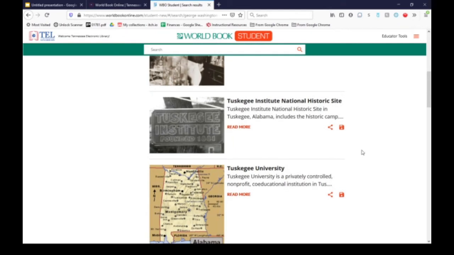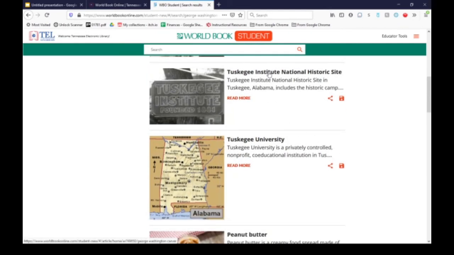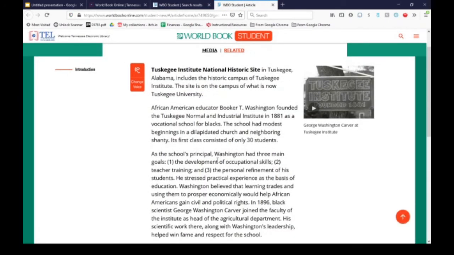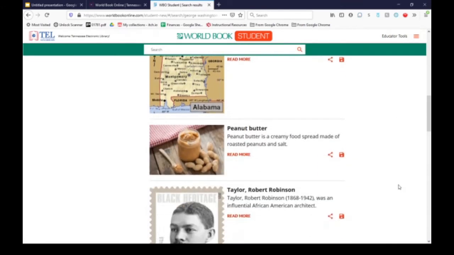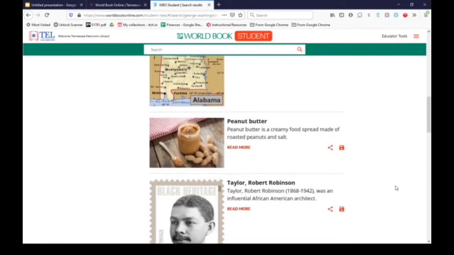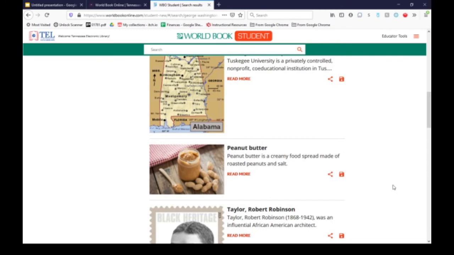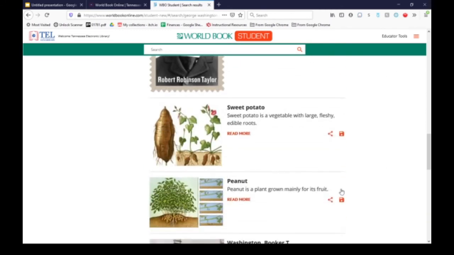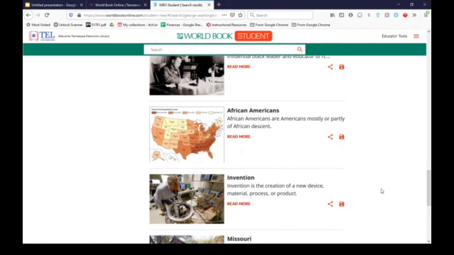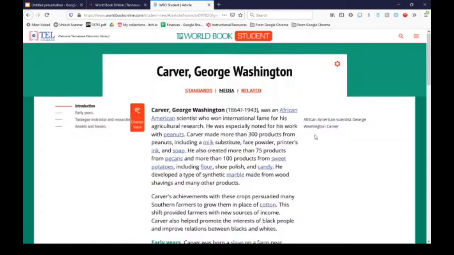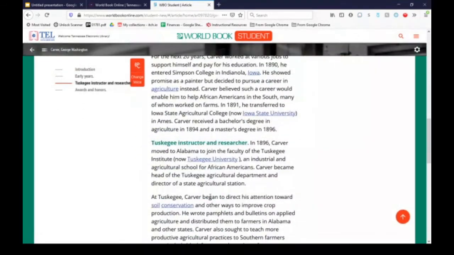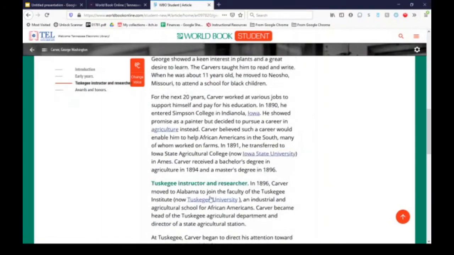Tuskegee Institute National Historic Site, which I believe, yeah, wait, what? Okay, yeah, so that was a place that he taught at, right? So this not only is going to send you to the article all about that one person, but it'll also bring up articles related to that person, right? Neat. So you click George Washington Carver. This one's a little bit longer. This will probably be like two pages in a normal book.